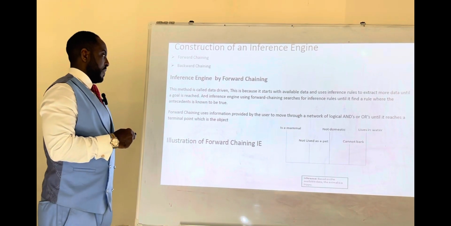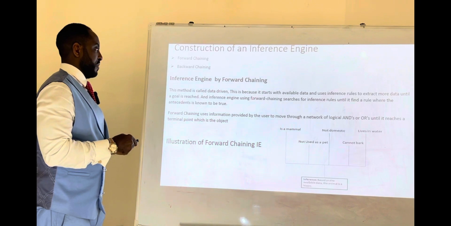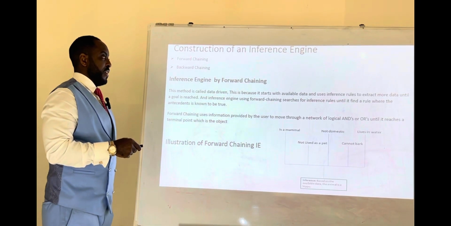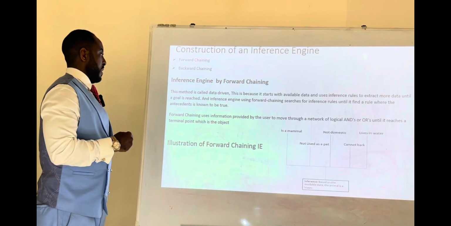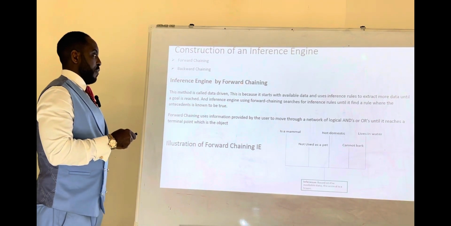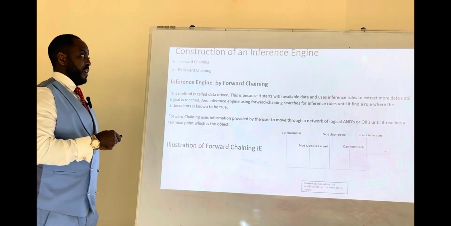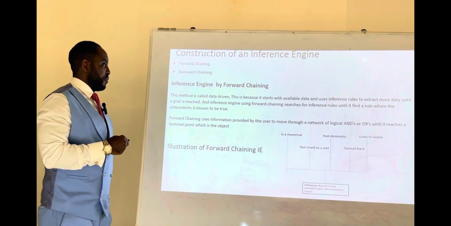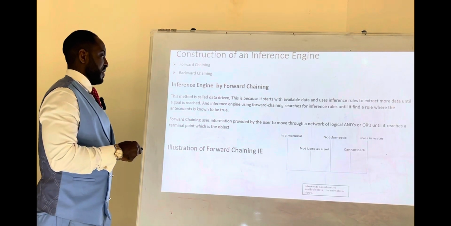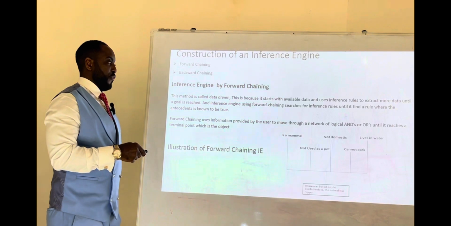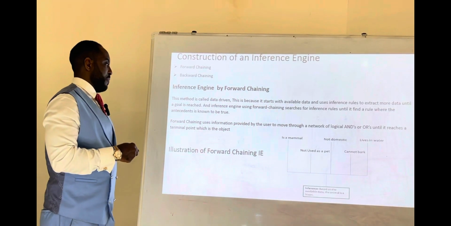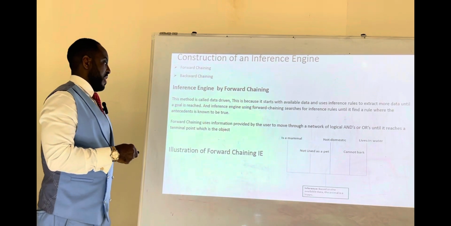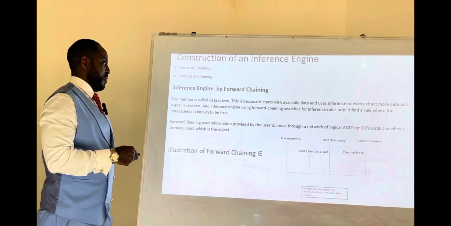Okay, and an inference engine using forward chaining searches for an inference rule until it finds a rule where the antecedent is known. That's why I say forward chaining is data driven, where backward chaining is goal driven. So forward chaining uses information provided by the users to move through a network of logic, AND and OR, until it reaches a terminal point, which is the object.